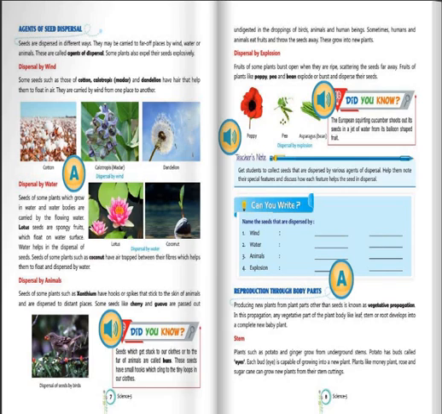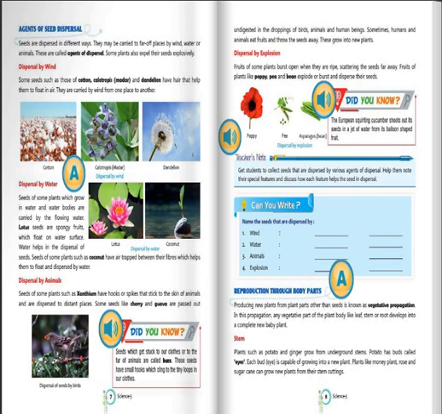Now next is dispersion by explosion. Seeds of some plants such as poppy, pea, and asparagus bean explode or burst open when they are ripe, scattering the seeds far away from the parent plants. In this way, these plants spread their seeds to distant places.